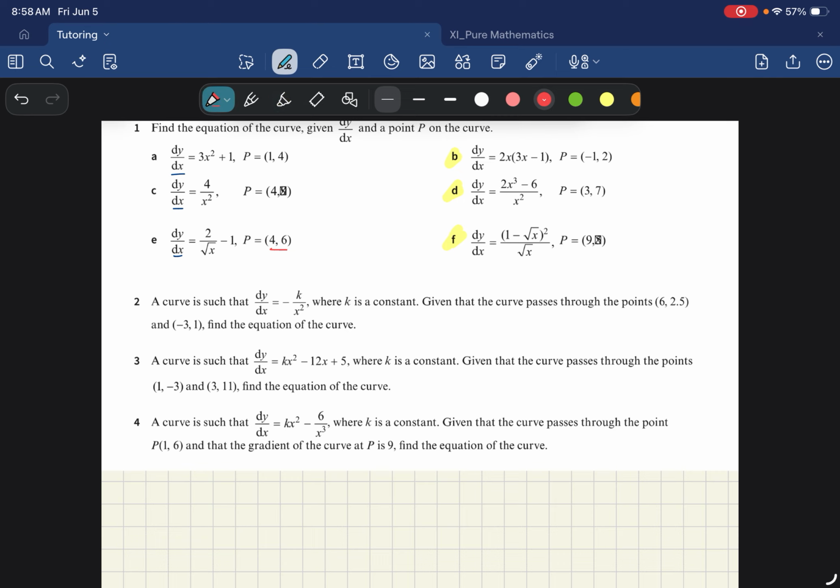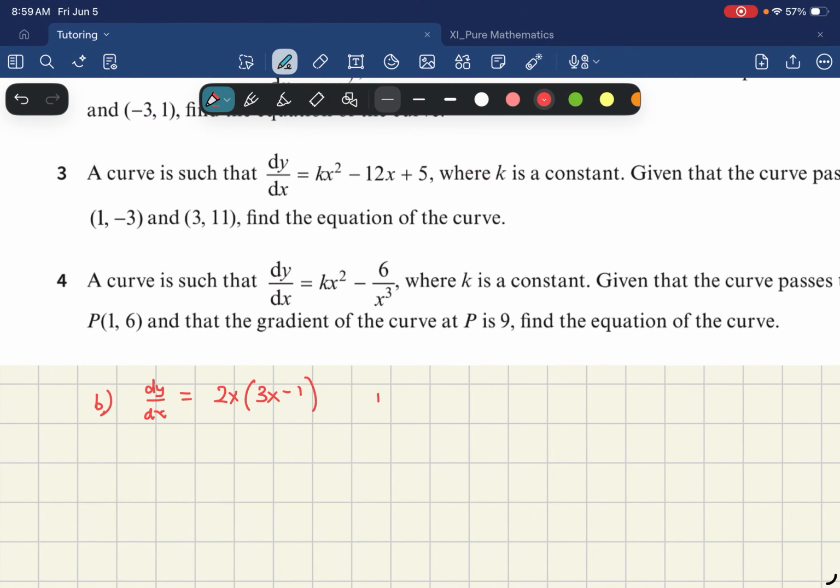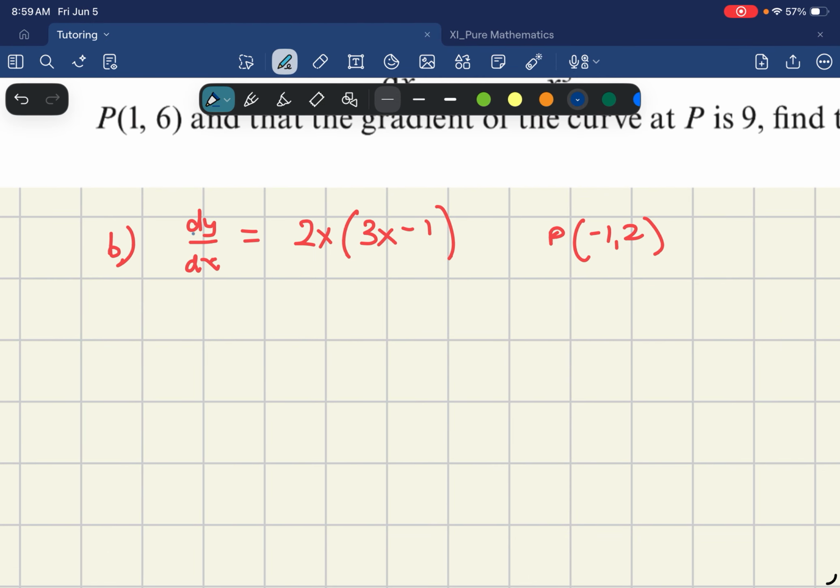I'll do b very slowly so that you can see all the steps, and then I'll speed up as I go on. So I hope that is okay. Question b says dy by dx is equal to 2x times (3x minus 1), and we are given the point (minus 1, 2). Remember, your dy by dx is just f dash of x, and that is given. Now let's multiply this out. 2 times 3 is 6, x times x is x squared, and then I have minus 2x.